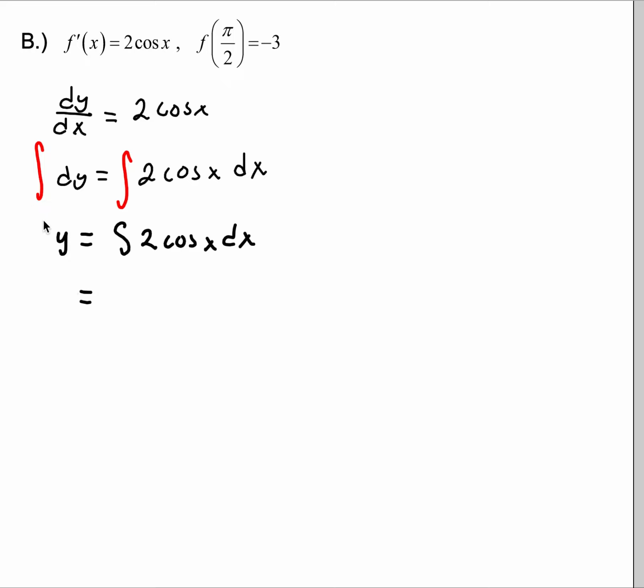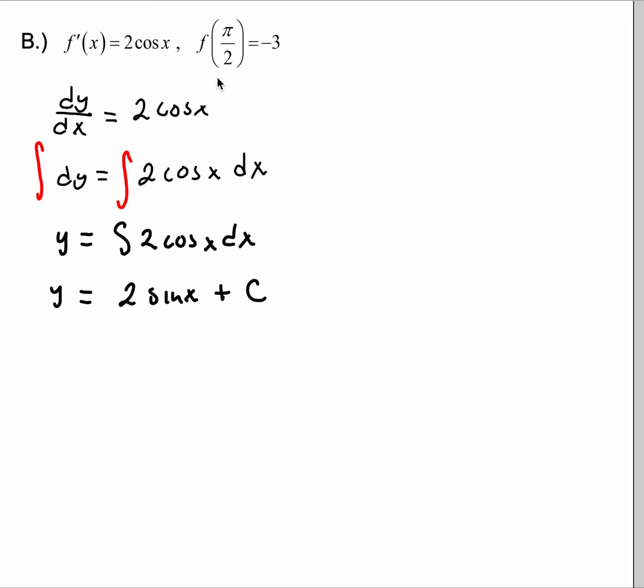And we go ahead and take the integral of that, and we know that the derivative of sine gives us cosine, so going backwards again, or you could look at your rules for integration. We're going to be left with 2 sine x plus c. Okay, we're going to be left with a plus c.